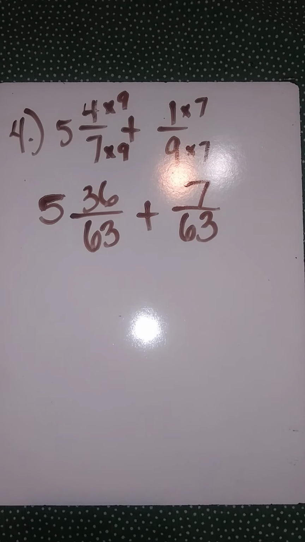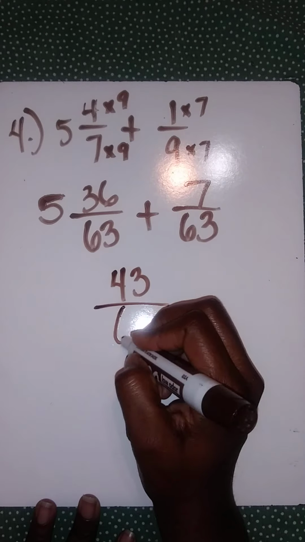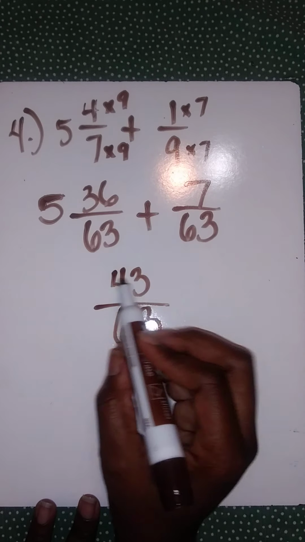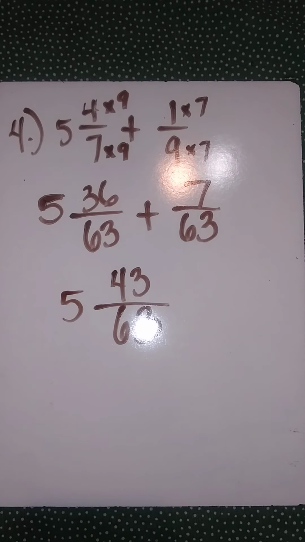So again, always add your fractional part first. 36 plus 7 is 43. And keep your denominator. And just bring down your 5 since there's nothing here to add it to.